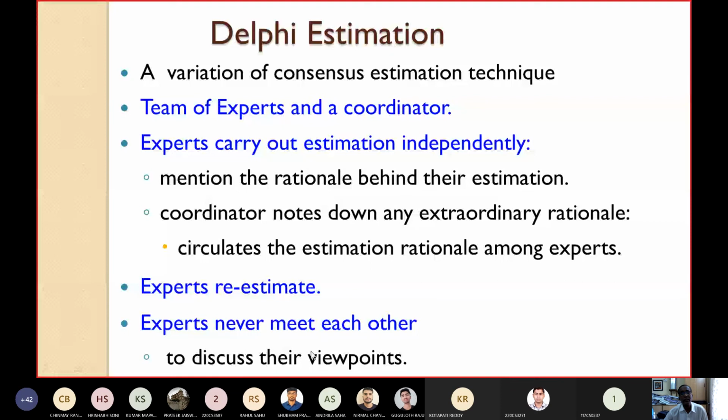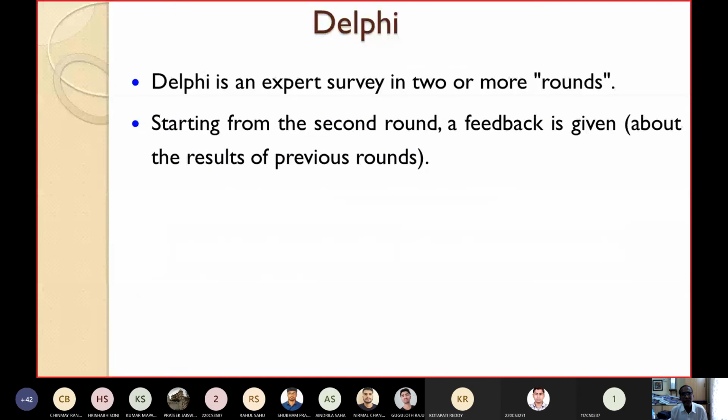What are their viewpoints? What are their rationale? They do not meet each other. Whatever their data, they give it to the coordinator. Coordinator collects the data, these parameters of the estimates. Then again he circulates to all. Then if somebody has made a mistake, they re-estimate. Coordinator collects these estimates and again circulates. So this process will go on till they reach a consensus estimation. This is how the Delphi estimation method works.